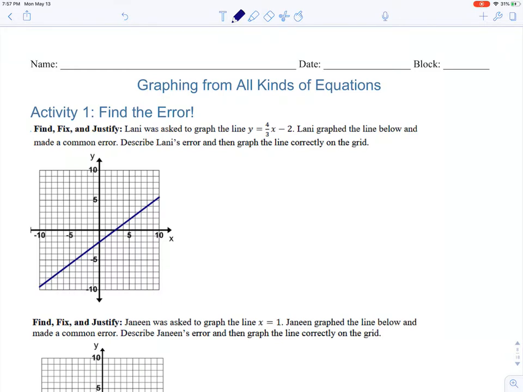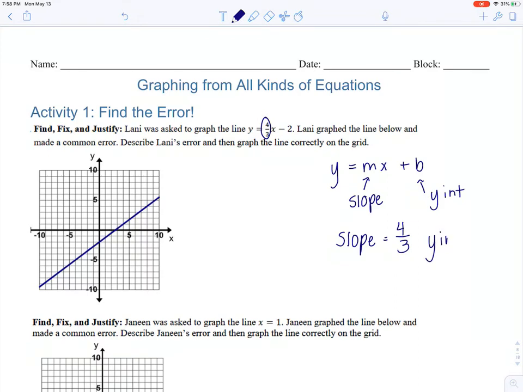Okay, so for this first one, Lainey was asked to graph the equation y equals 4/3 x minus 2. We know that if an equation is in y equals mx plus b form, m is our slope, b is our y-intercept. So for this equation, 4/3 is our slope, and -2 is our y-intercept. When we graph an equation, we always want to start at -2, and it looks like Lainey does that.